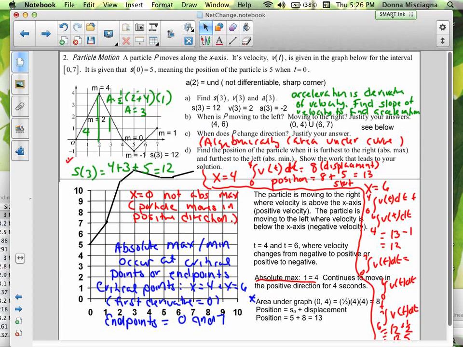Right? So some other information: your absolute max and min always occur at your critical points or your end points. In this case, it was the end point. One of the end points, at 0, was our farthest left, and at a critical point, we know it's a critical point because the derivative is 0, right? T equals 4, our derivative is 0, so that would be a critical point, and that's our absolute max.